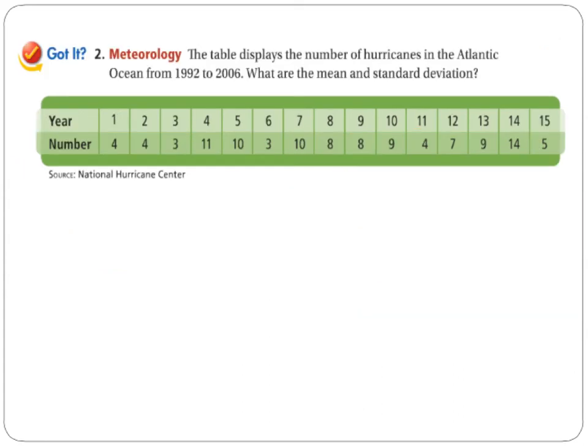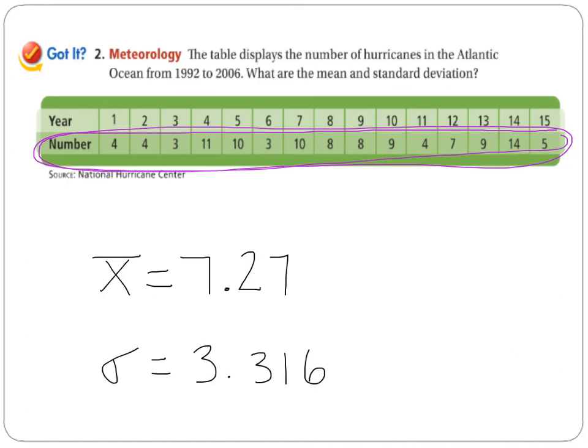So right now I want you to attempt to use your graphing calculator and find the mean and standard deviation using these data points right here. So your mean should have been 7.27 and your standard deviation should be 3.316. Now again, you could do the long way of filling out a chart to figure out the variance and then the standard deviation. But using your graphing calculator will help you tremendously.